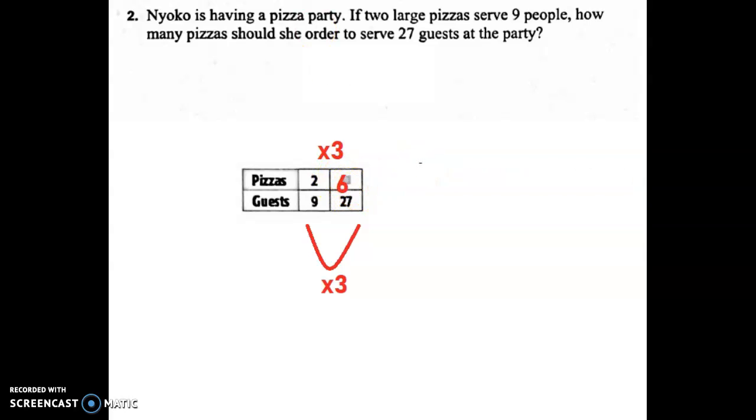Alright? You guys got that as well. I'm trying to move this up a little bit. Oh, I messed it up. Alright, so 6 is my answer. I need to order 6 pizzas for these 27 people.